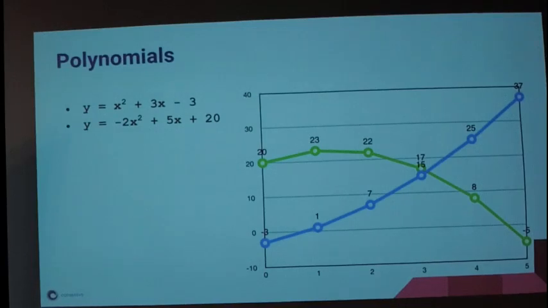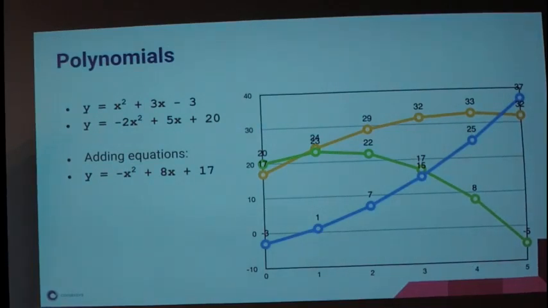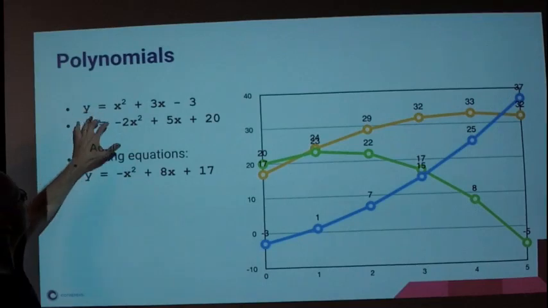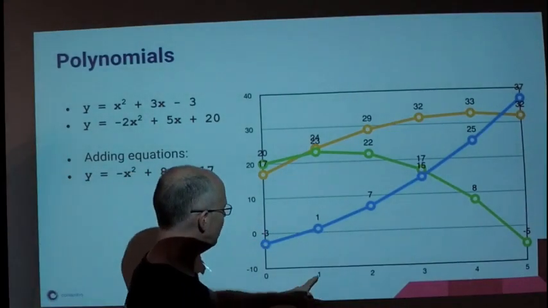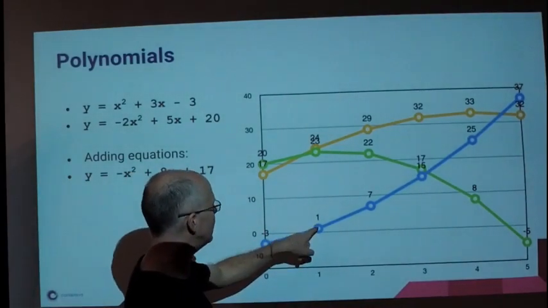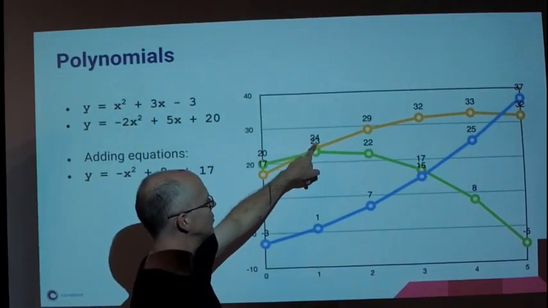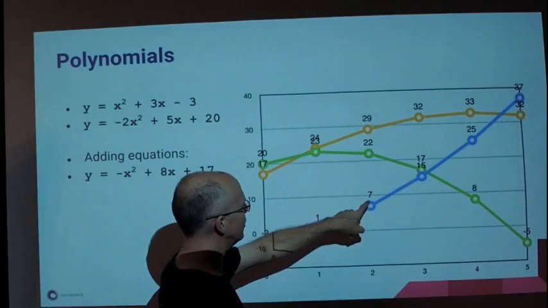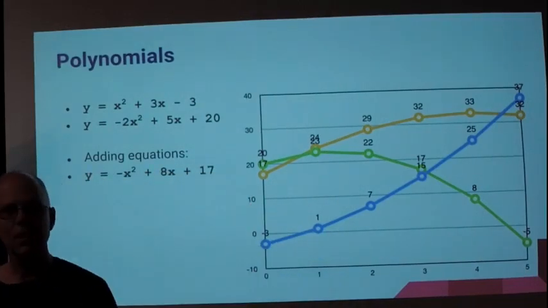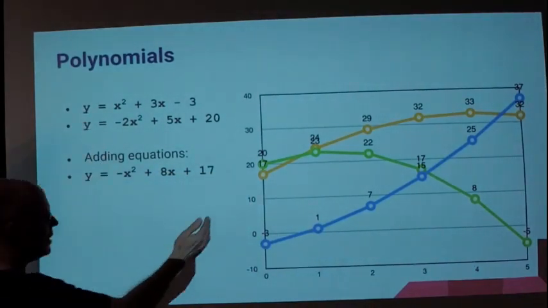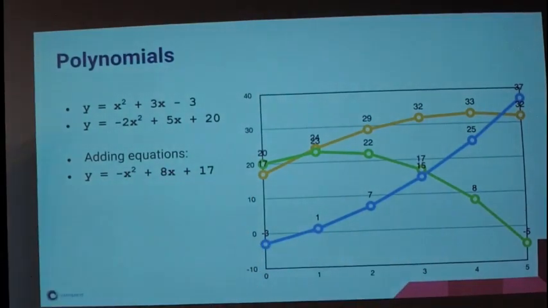And we could even have 2 equations. And the interesting thing to think about is that you can add equations. So you can add these 2 equations to give that third equation. But also, you could add the individual points. So if you look at x equals 1, you could add y equals 1 to y equals 23 to give you y equals 24. And for x equals 2, you could add y equals 7 to y equals 22 to give y equals 29. And so not only can you add the equations, but for each individual point on the x range, you can add the y values to give you the y value for the other equation. So, that's quite powerful.